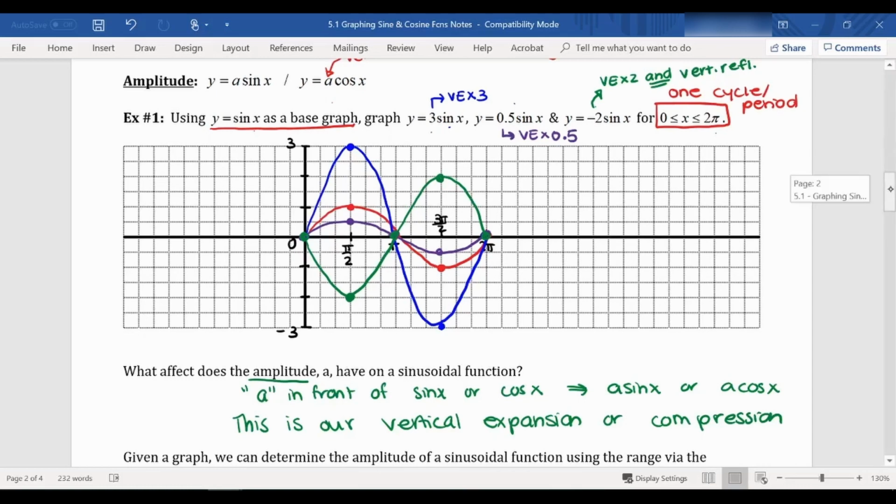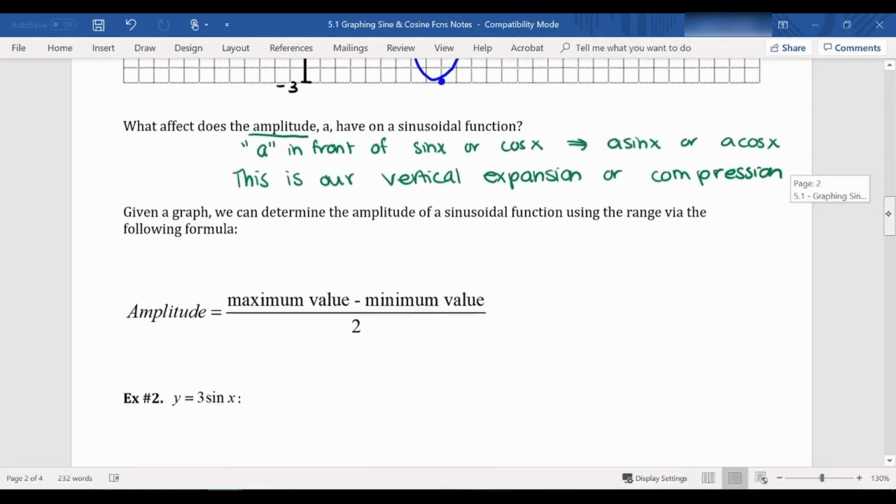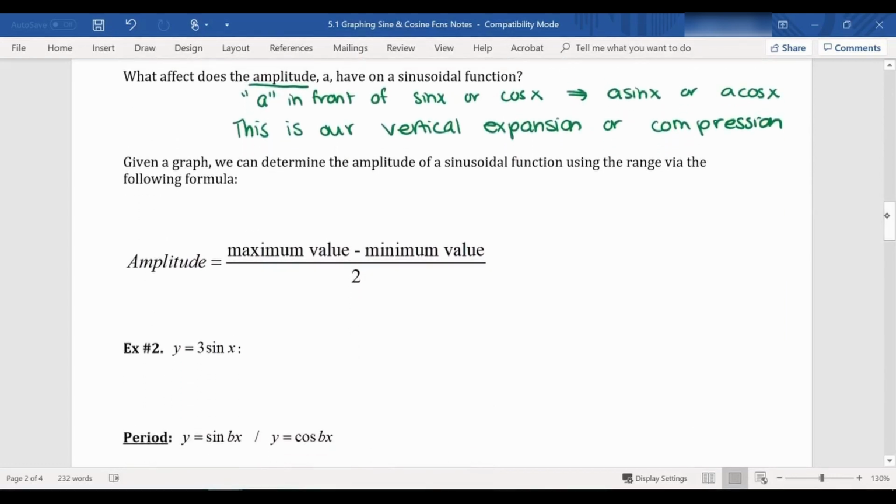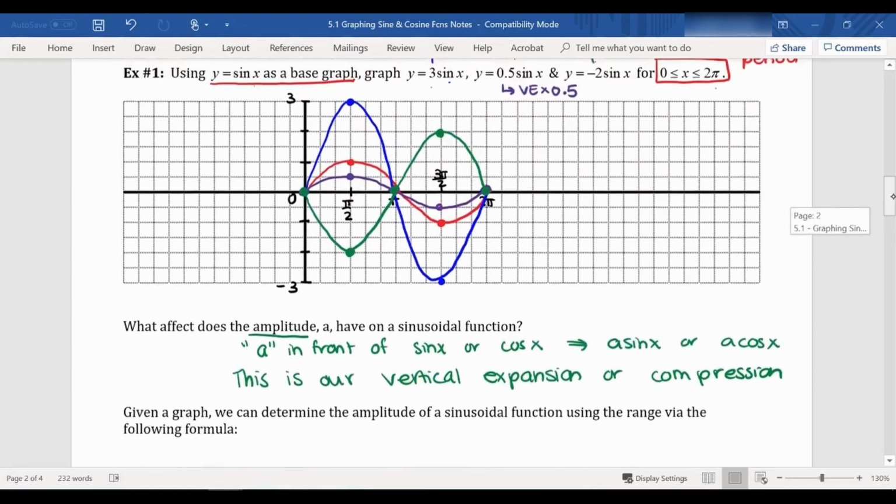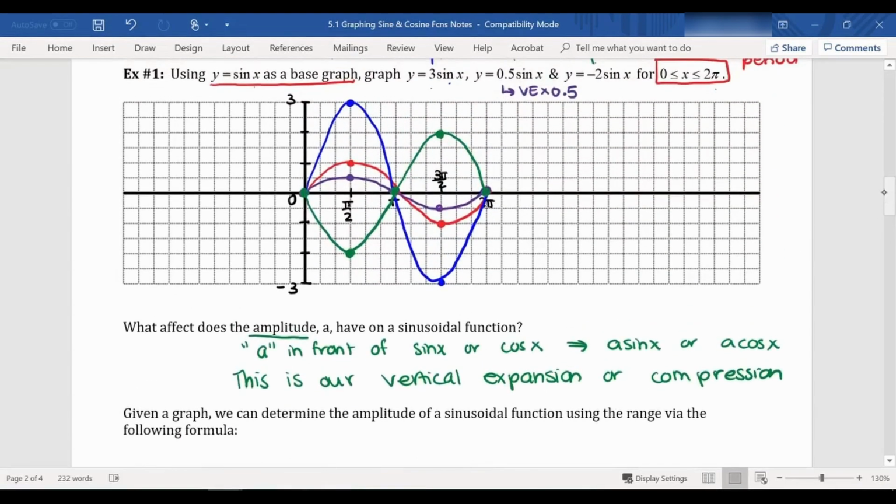So if a question asks you what is the amplitude, often you can tell that from either the graph or from the function. If we were given a graph, we can literally count how tall this graph is. We can also use this little formula that says maximum minus the minimum divided by 2, because notice how for all of these, the total height is twice as big as the number in front. If I look at the blue one, the total height of this graph is 6, but my amplitude was 3.